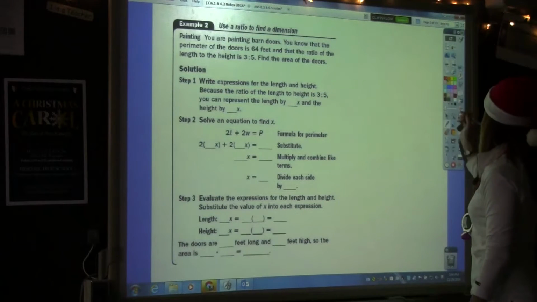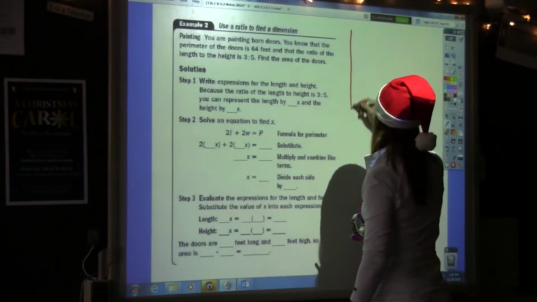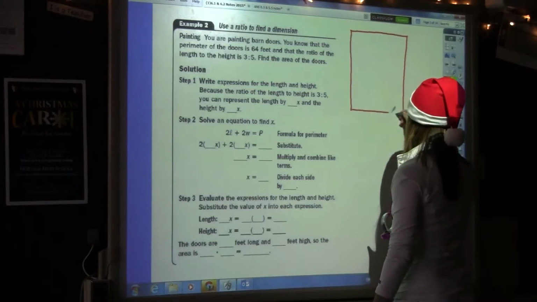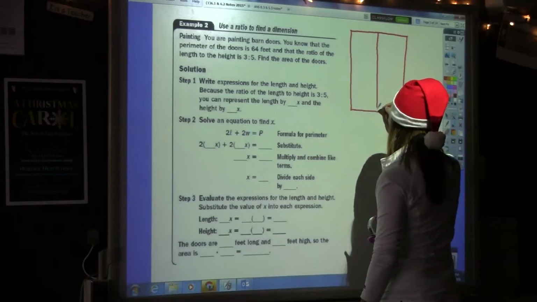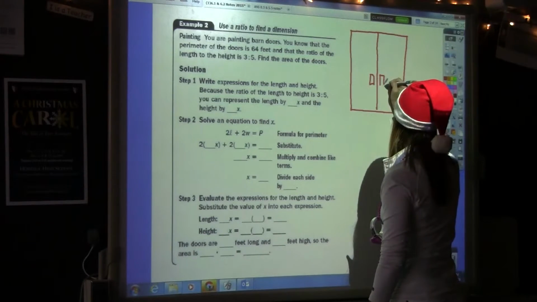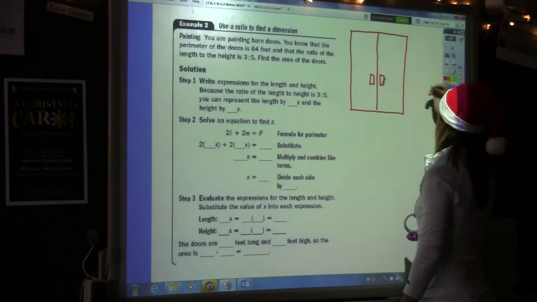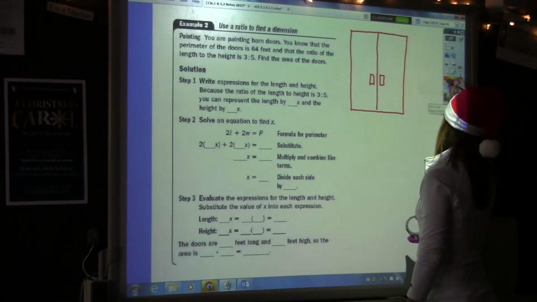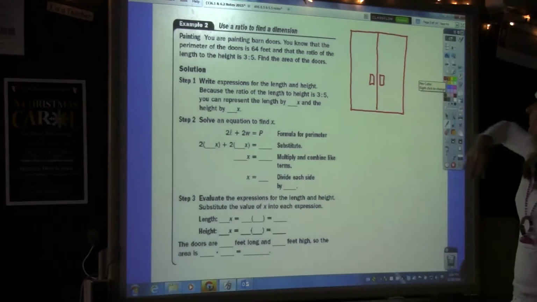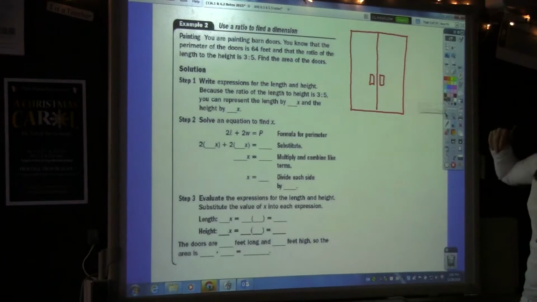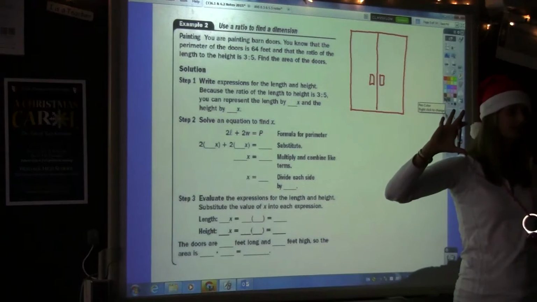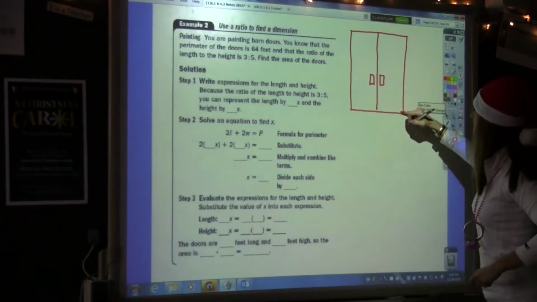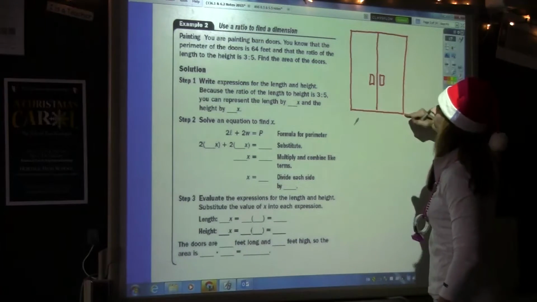All right. Next problem. I'm going to draw you a picture of some barn doors. What do barn doors look like? They're red. There's like a white stripe going across. Anyway, okay. So we're painting some barn doors, and you know that the perimeter of the doors is 64 feet. Let's stop right there. What is perimeter? All the length, all the way around those doors.